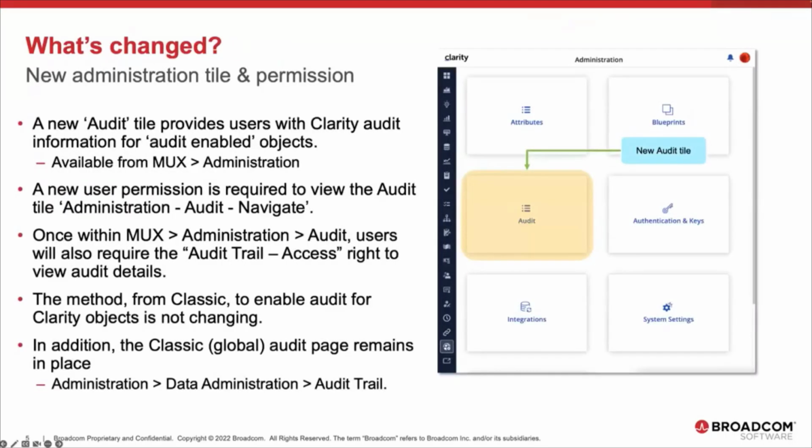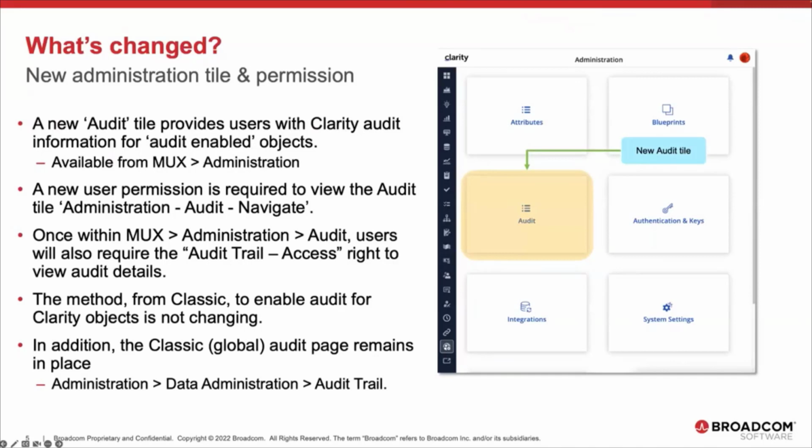So what's changed? As I mentioned, an audit tile is available to users with the Administration Audit Navigate permission. Once within the Modern UX audit area, users will also require the Audit Trail access right to view audit details. So classic users that already have that Audit Trail access right will only require the new Administration Audit Navigate permission to get to this information from the modern user experience.